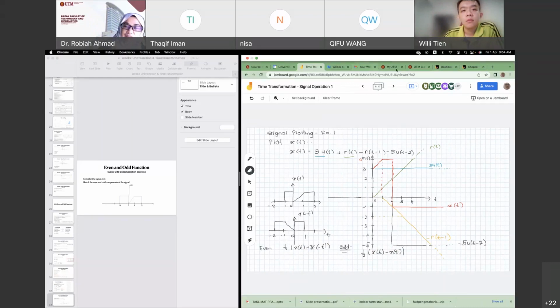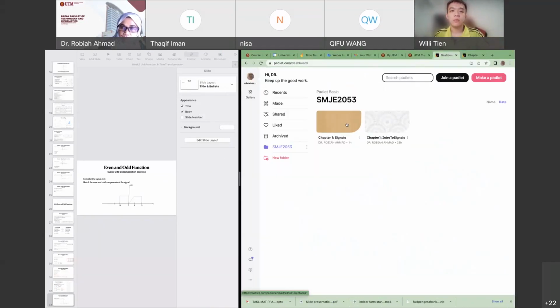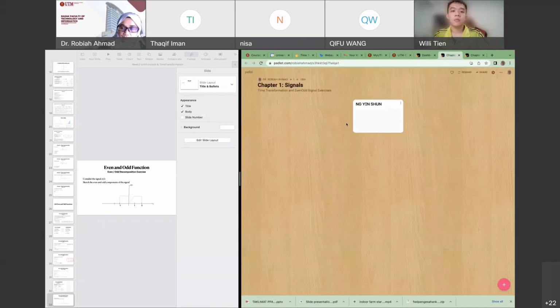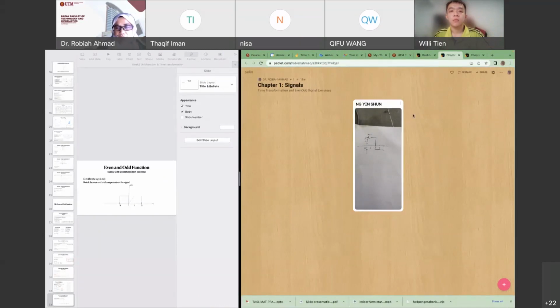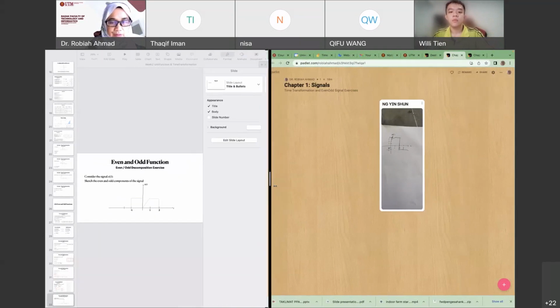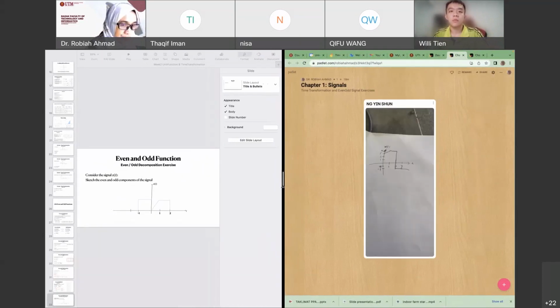Okay. So please put everything, the exercise in your Padlet. I will go through. Okay, Ang dah buat. Ang buat yang this is exercise number 3, plotting. So everything please put it here, and I will keep getting the notification. I will check on it. Okay? Any question, class? So next week we will start a new chapter on system.